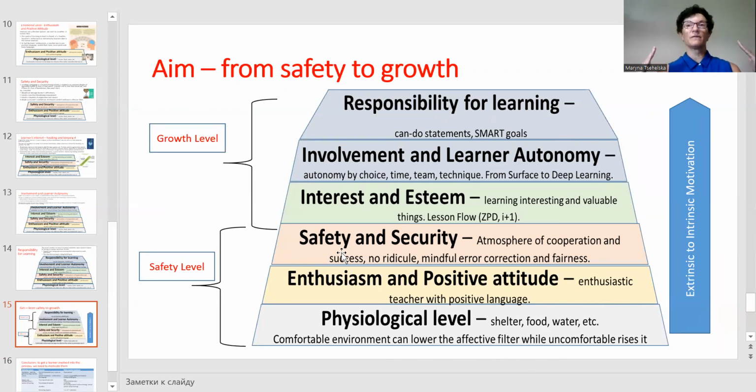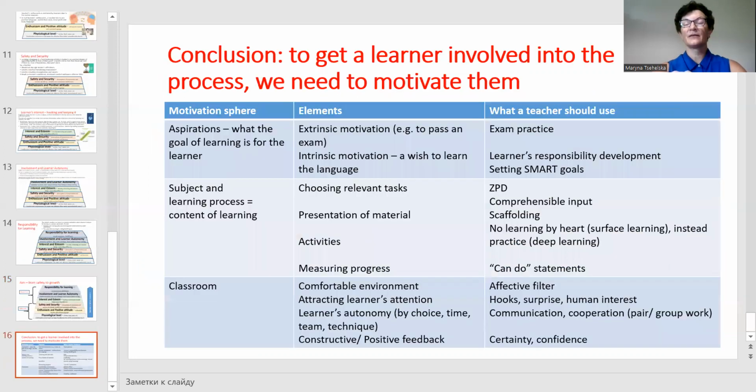And very soon they will reach the highest level of learning, which is measured by their own responsibility. And our goal as teachers is to develop this level of responsibility in our learners by teaching them to be autonomous, by checking what they can do with can-do statements, and by setting SMART goals together with them.